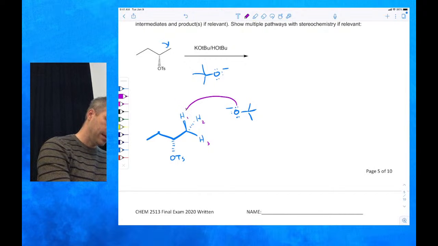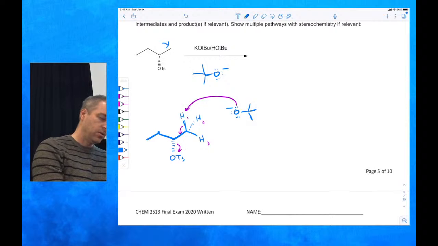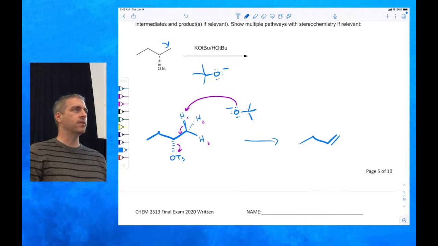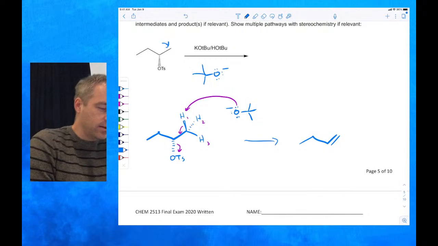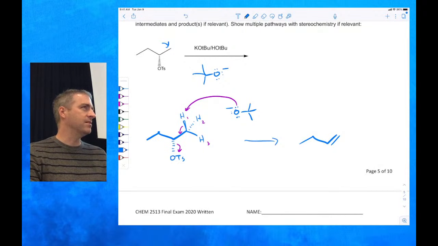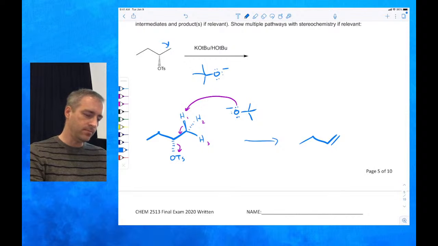Okay, take that one, that one, that one. You get Hofmann elimination, and get your alkene there. And that's all I care about. You don't have to draw the tert-butanol product or the tosylate that's left over. That's all I need.